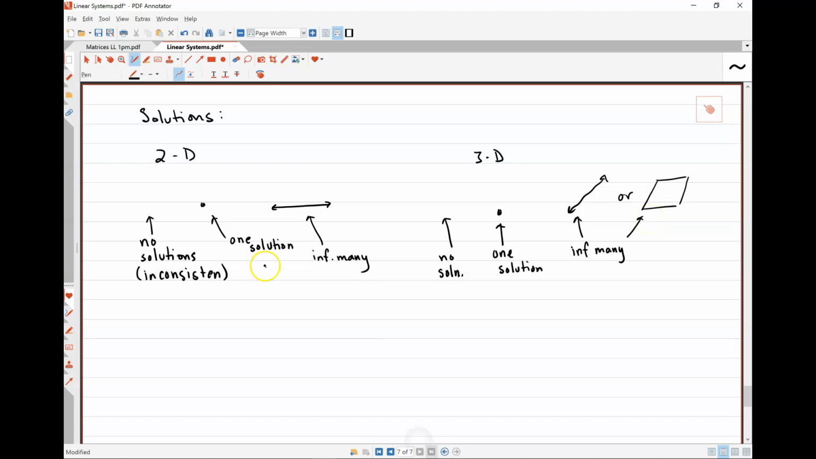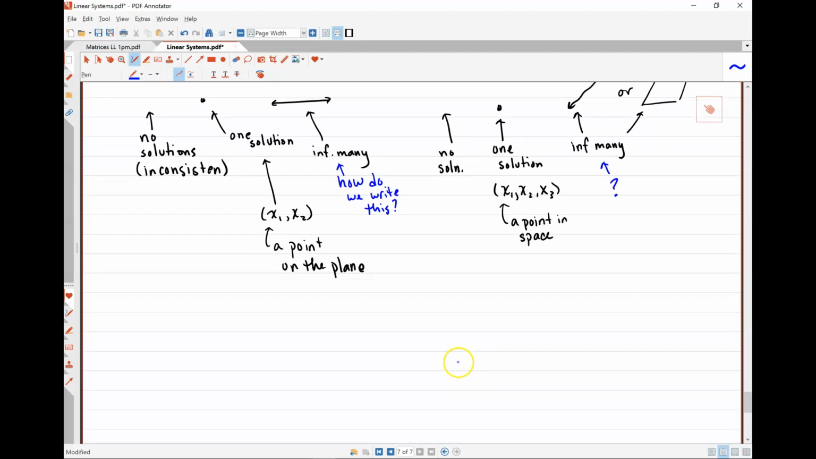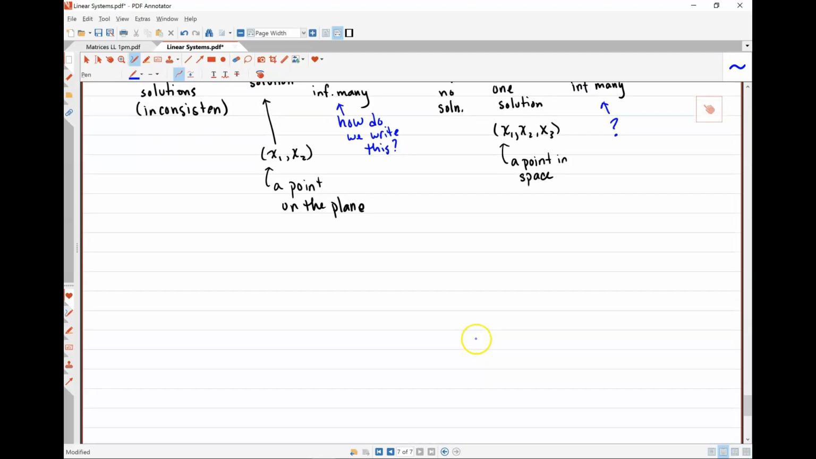So when we have just one solution, we know how to express this, right? It's going to be x1, x2, the coordinates of a point on the plane or a point in space, and we're filling these in with numbers. But how do we write this down? How do we describe a collection of infinitely many different solutions? Well, we're going to see how to do it in just a minute. First, though, we need a little bit of terminology.